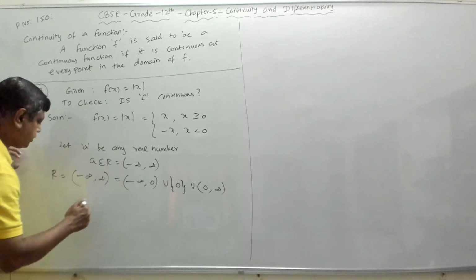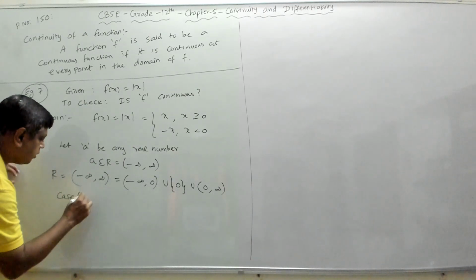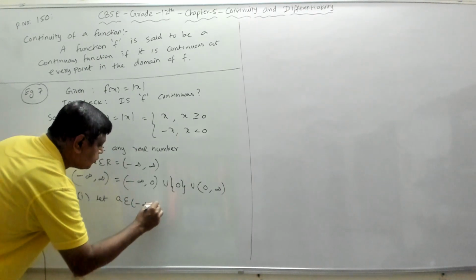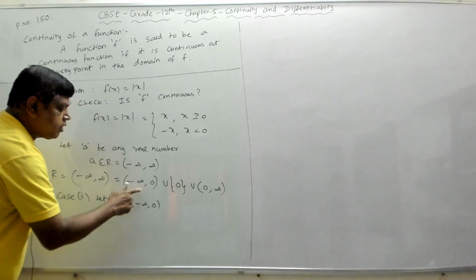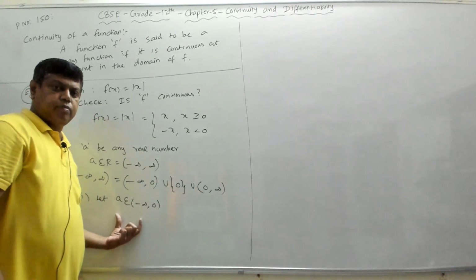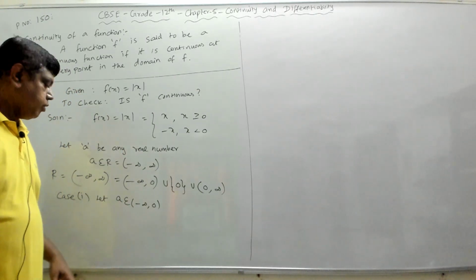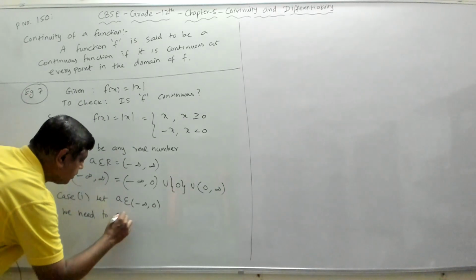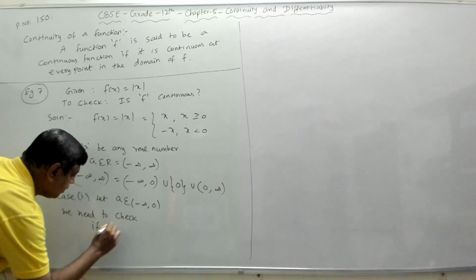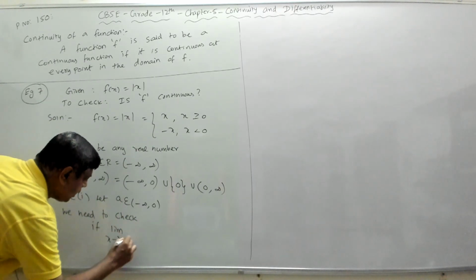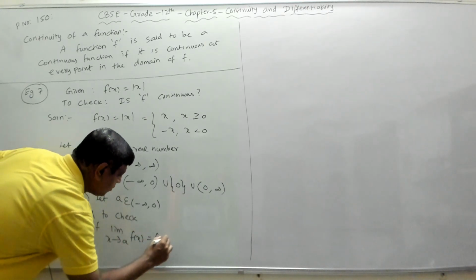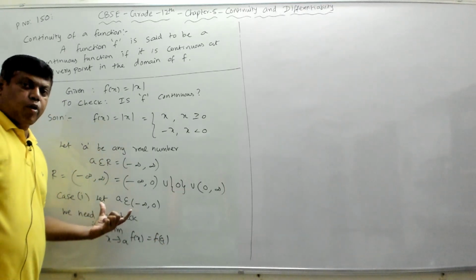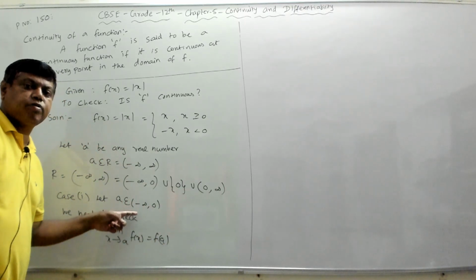Now we'll take the first one. Case 1: let a belong to the interval minus infinity to 0. a is coming from this interval, which means a is negative. Now we need to check the continuity. We need to check if the limit as x goes to a of f of x equals f of a. This is the definition of continuity of a function at a particular point, right? So a is any point, but a is negative, because a is coming from here.